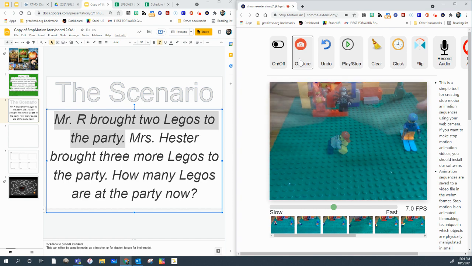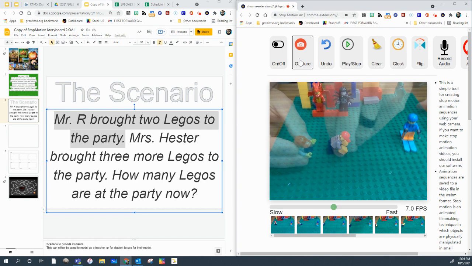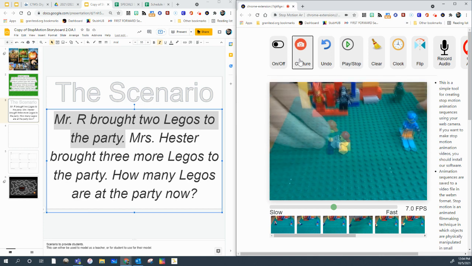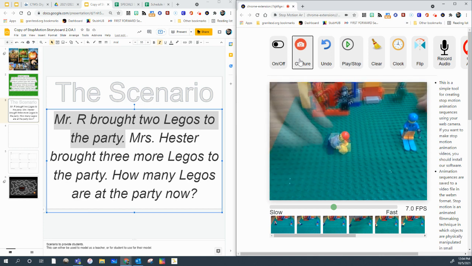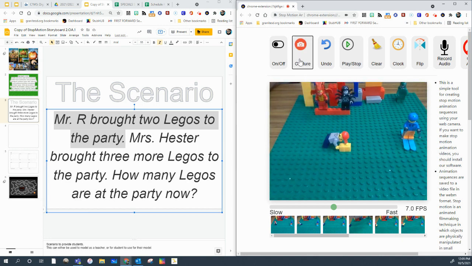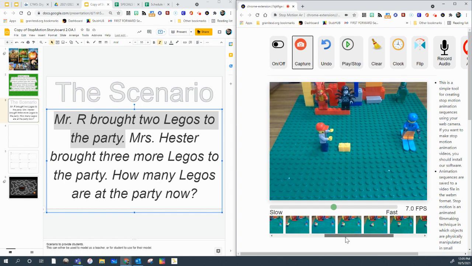I'm going to take these off his hands and put them right down where he bent over there. There's our 2 Legos that Mr. R brought to the party. Snap a picture, he put them down. Then I'm going to have him just stand up and look at what he's brought to the party. There you go. So now if I want to go through and look at all these picture frames I took just to move him that little bit.